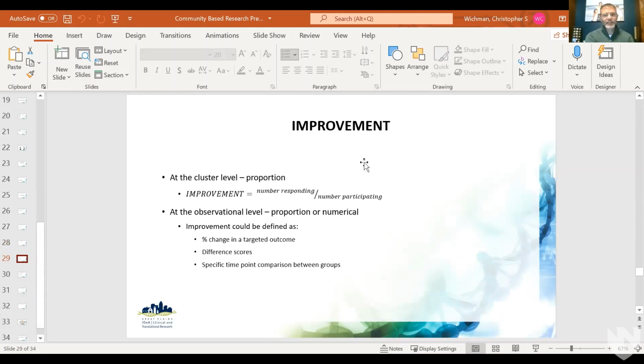And then we have the idea of improvement. Again, this is a cluster level. It's, again, another proportion, a dichotomous type outcome. Number participating, we already defined that in the previous slide. And now we're looking at the number responding. And again, we run into the same idea of, how do we define response?